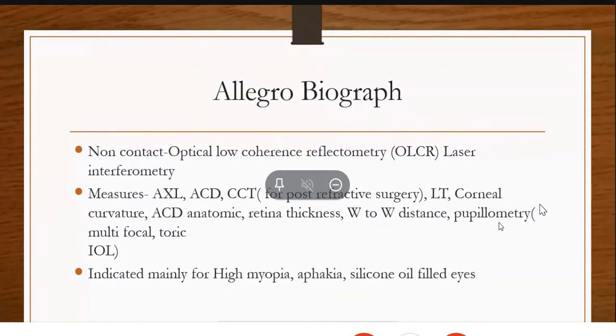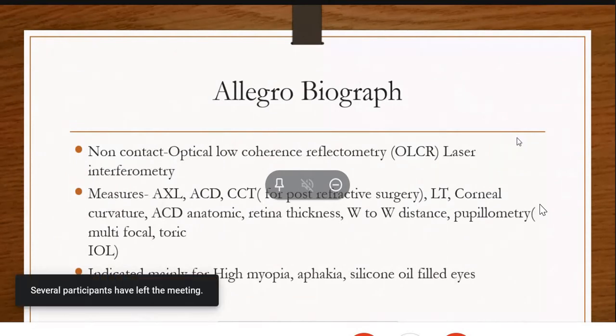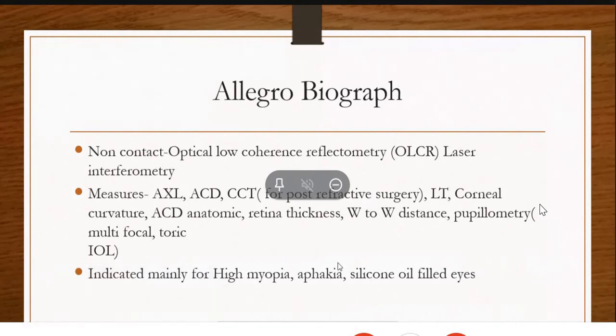So whenever we are selecting a patient for a multifocal lens, then we can go with the biometry reading in an Allegro biograph. So mostly it is indicated to the patients who are having high myopia, whose axial length is more, and aphakia, then silicone oil filled eyes. Here also in case of silicone oil filled eyes, we want to make a few modifications so that it will give the exact values, because silicone oil has different properties than our vitreous.